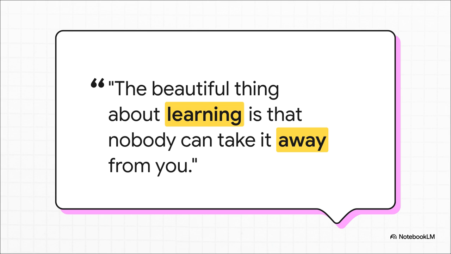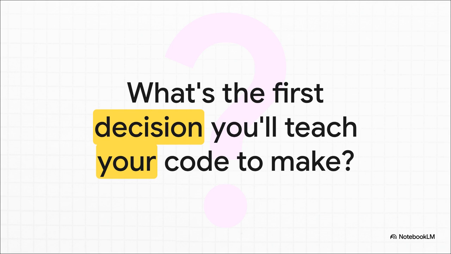It's yours to keep. So that leaves you with a question. Now that you know how programs decide what to do, what's the first decision you're going to teach your code to make? Maybe it's checking the weather to see if you need an umbrella, or if a password is long enough. Whatever it is, the power to build that logic is now in your hands.